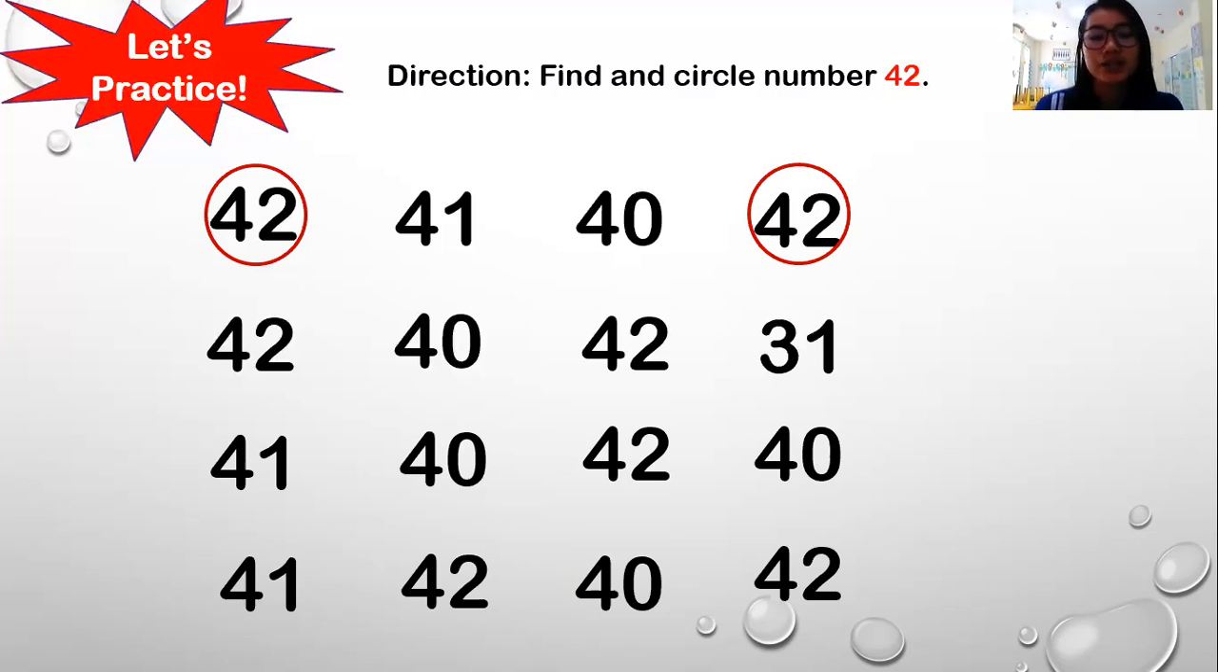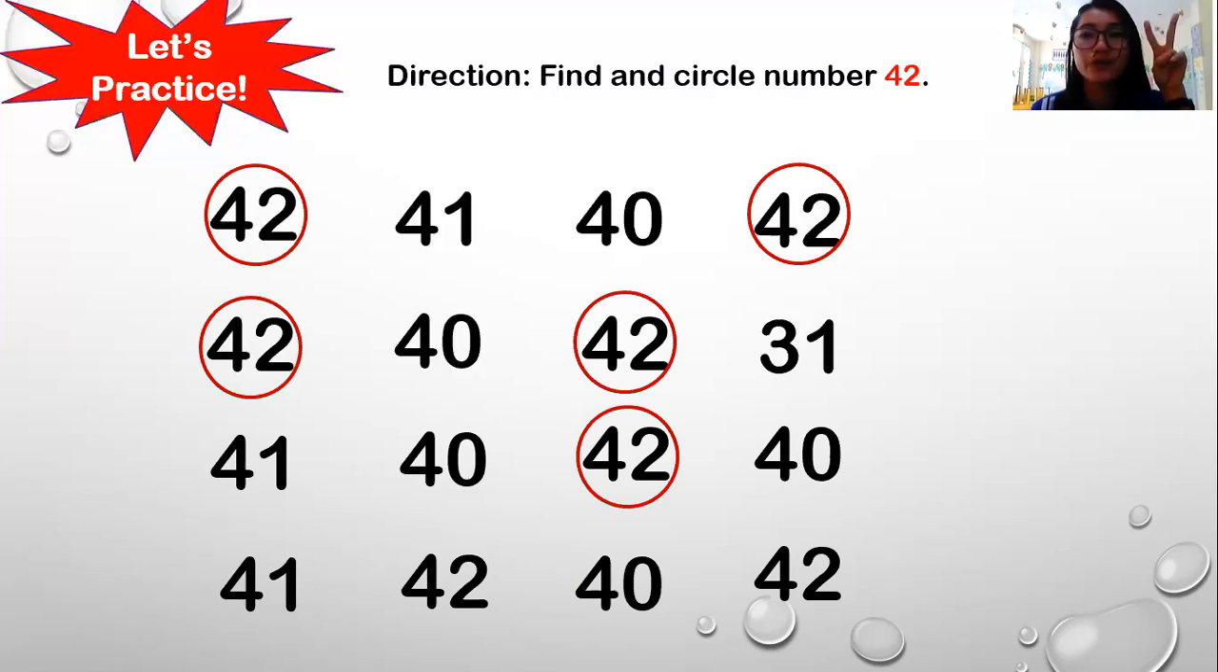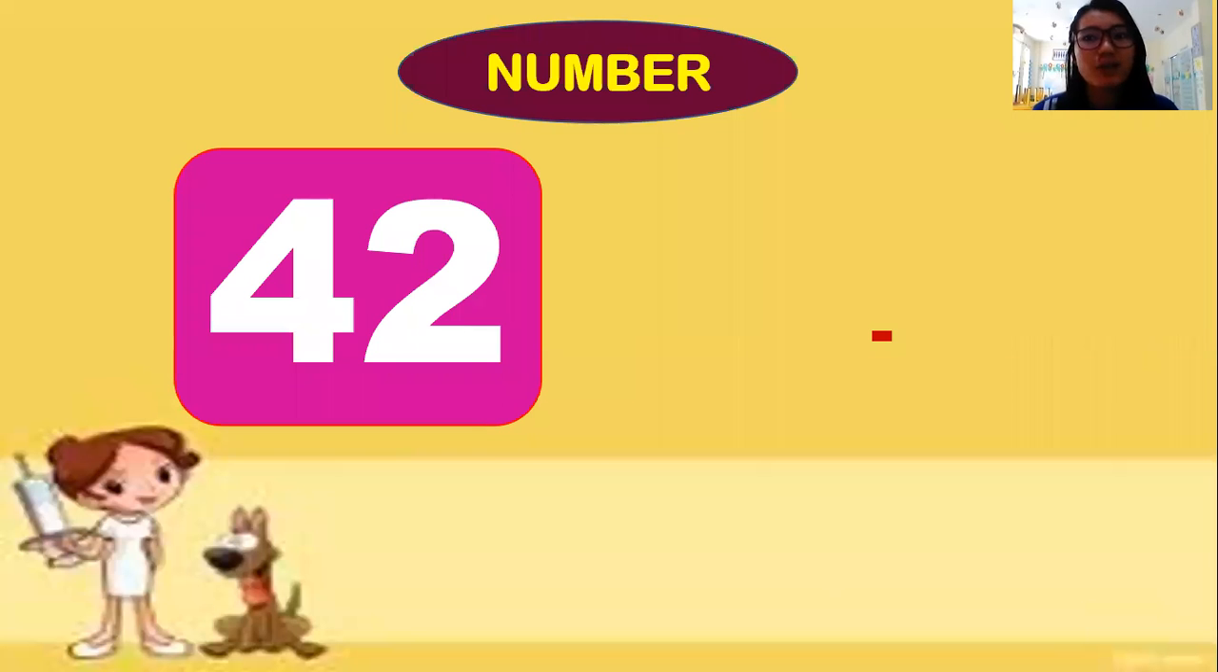Next, we have only 1 in the third row. So there is 1, there. And the last row, we have two 42s. Let's circle 1 and 2. Okay, class? So these numbers are all 42. Now, let's see if you can spell 42.